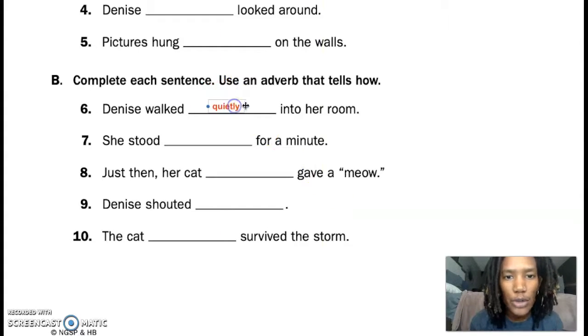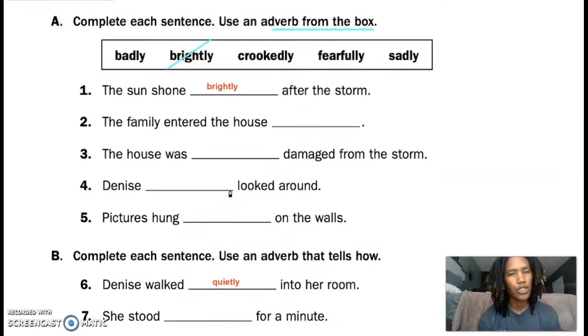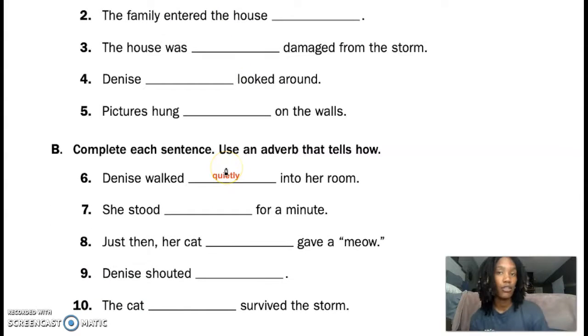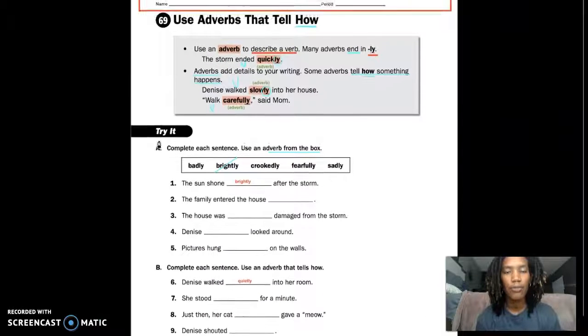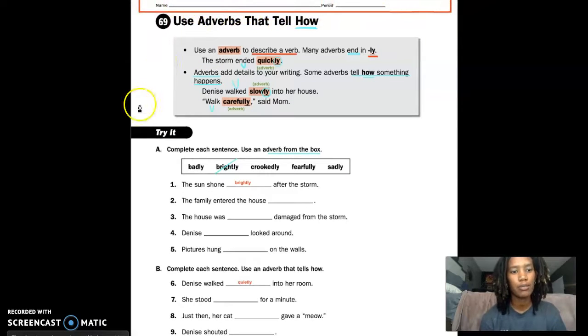into her room. Okay, so guys, down here you don't have a word bank. You can try and see if any of these work, but, or I mean, you can make up your own. Okay, so yes, guys, that concludes our lesson for today. Guys, when you are submitting, make sure that you write your name and class period first, please.